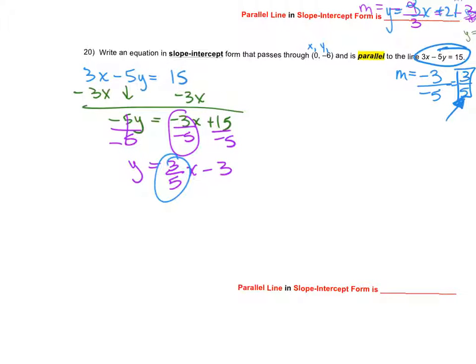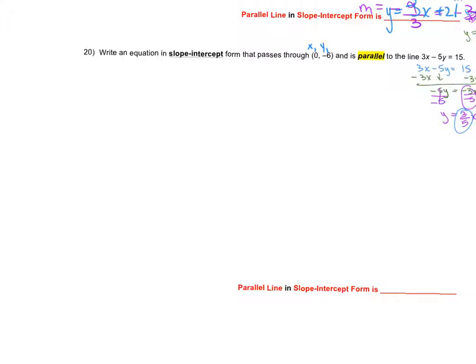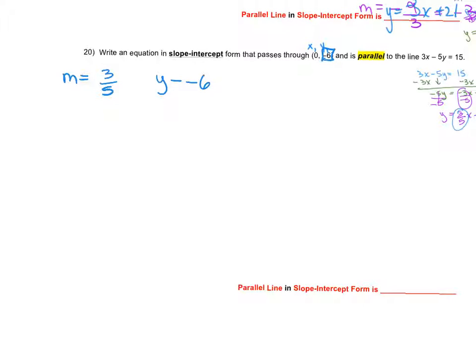What is the slope of the new line going to be? Why is it also 3/5? Because it's parallel. So I know the slope of the new line is 3/5. Now I have a point and the slope. So what formula do I use? Point slope. So I would say y minus, be careful with your negatives, y minus y1, which is -6, is equal to m, which is 3/5, times x minus x1, which is 0.